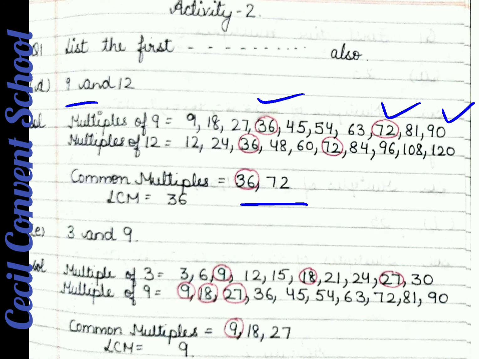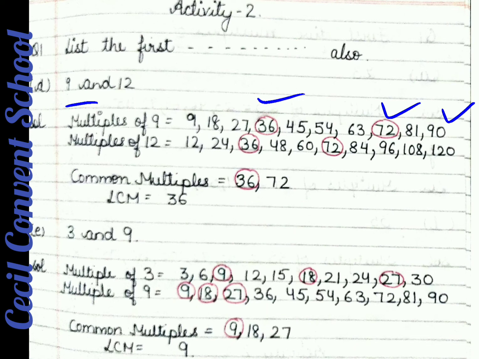Now we write lowest common multiple. Now see, in the common multiples, which one is the lowest? Lowest means smallest. Smallest is 36, so LCM is 36. Clear? Similarly, we do E part. All the parts of this one question are the same.